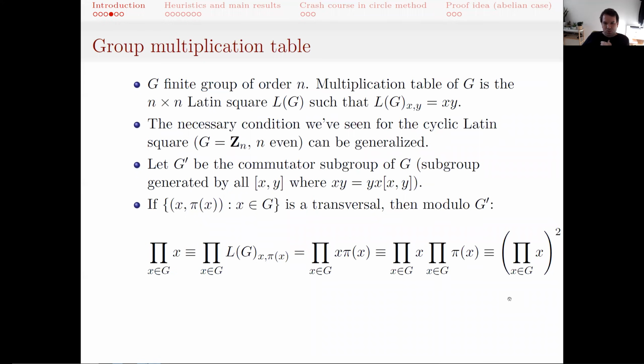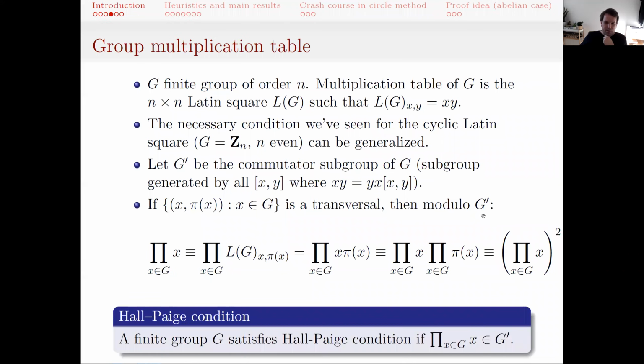So what does this mean? The product of all the elements in our group is equal modulo G prime to that product squared. So that means that we need to have that the product of all the elements is actually in the commutator subgroup G prime. And we call this the Hall-Paige condition. So this Hall-Paige condition is a necessary condition for a group to have a transversal.